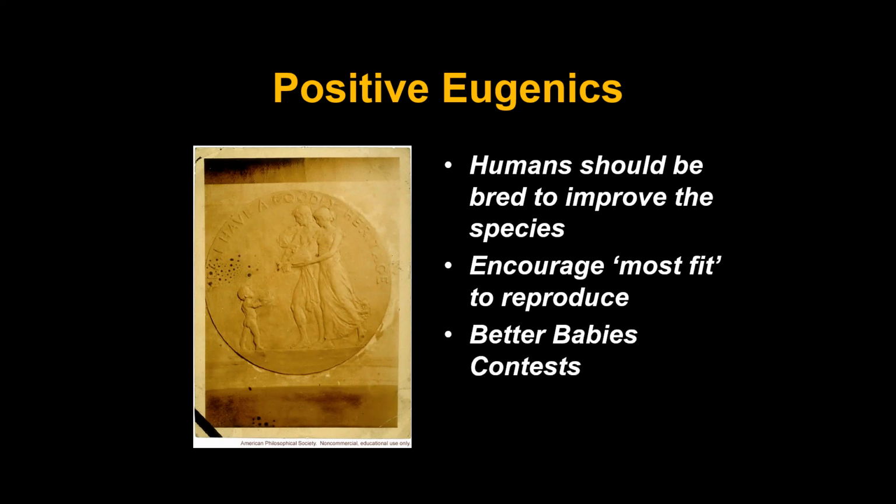So there were better baby contests that were fostered by the eugenics movement in various states. We had fitter family contests, where substantial financial rewards were offered. It was quite competitive. This slide shows a medal that was given for the winner of a better baby contest. It says, "I have a goodly heritage," and the financial rewards were a big deal.